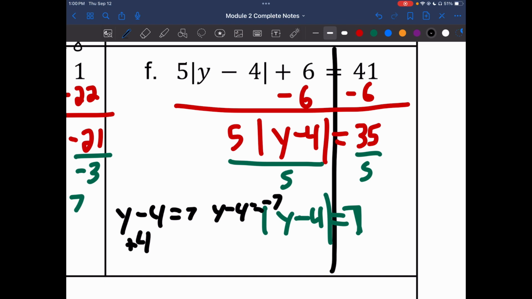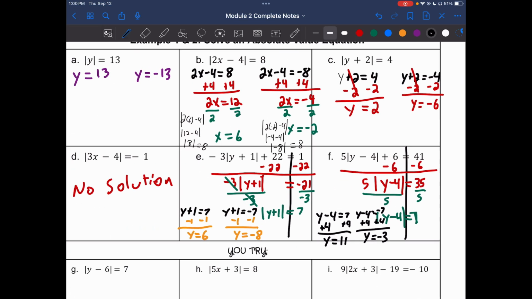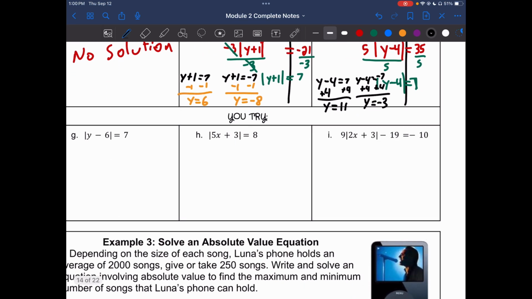Add 4 to both sides. And that y is going to be equal to 7 plus 4 is 11. So we add 4 to both sides. Y is equal to -3. So those are your two values for that one. Now we have 3 you-try problems that I would like you to do on your own, and then we will go over them as a group.